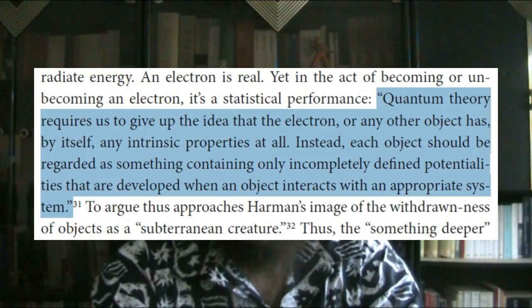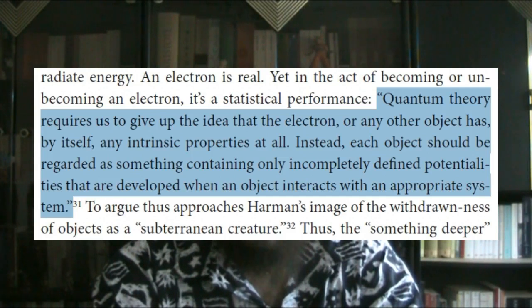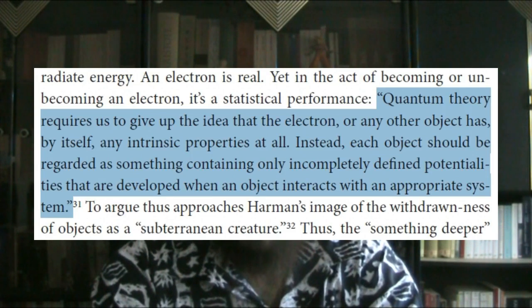But the next quote sure can help us understand what he means by all of this. And this is a quote from Bohm, a leading scientist in quantum physics. And so Morton quotes him and says, quantum theory requires us to give up the idea that the electron or any other object has by itself any intrinsic properties at all. Instead, each object should be regarded as something containing only incompletely defined potentialities that are developed when an object interacts with an appropriate system.